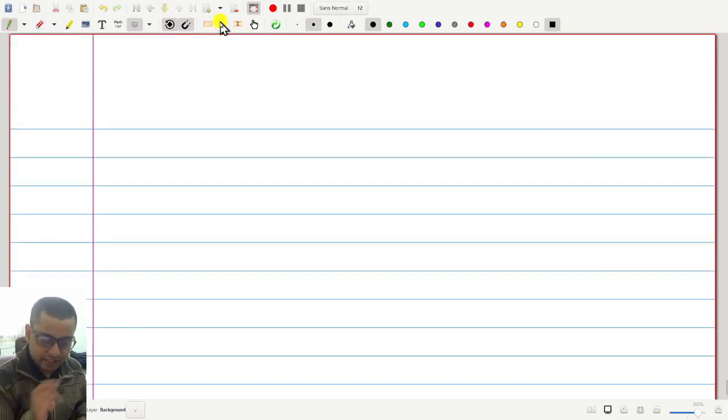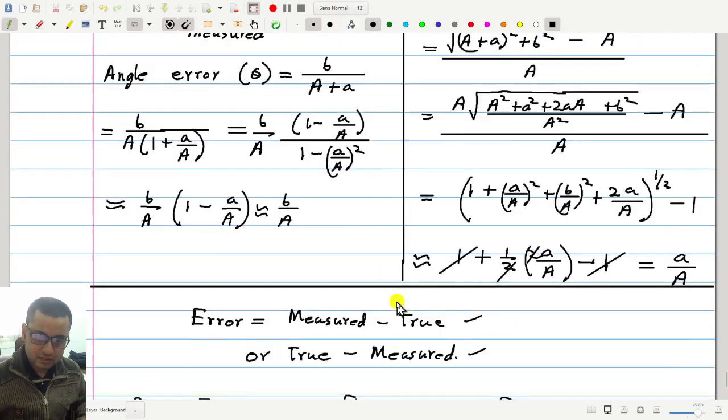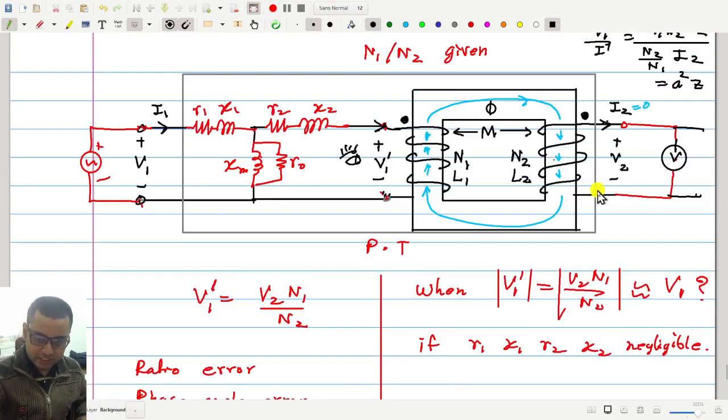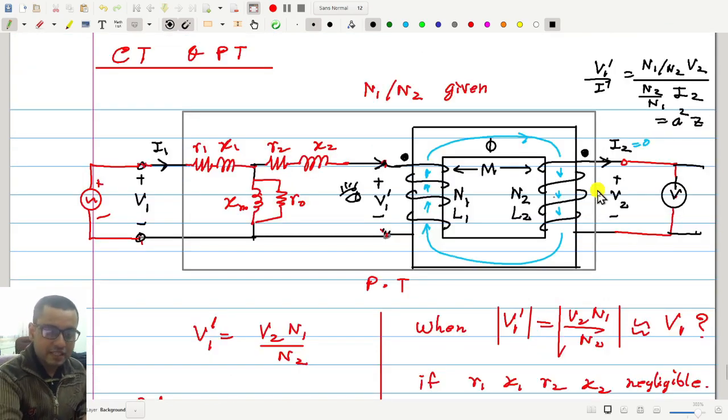Okay. Achha, now let us come to the transformers. Achha, for that, let us go back. So this was our potential transformer. Let me copy this.